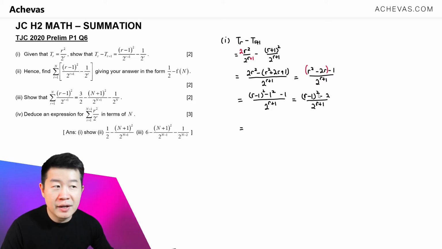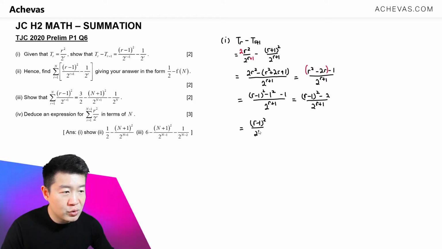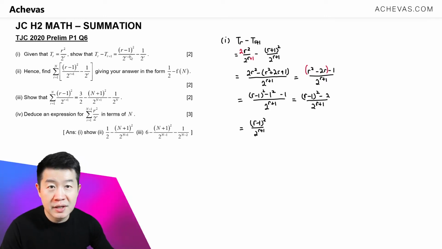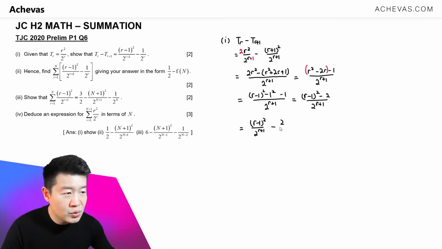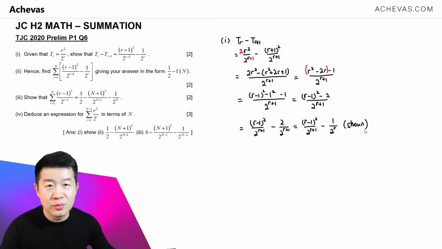And now breaking up my single fraction into two terms again, this divided by this gives us a R minus 1 square divided by 2 to the power of R plus 1, which is this here, and minus away 2 over 2 to the power of R plus 1, which is 2 to the power of R multiplied by 2. So the 2 in the numerator and the denominator, they can be cancelled, which will then leave me with a R minus 1 square divided by 2 to the power of R plus 1 minus 1 over 2 to the power of R. And this is what the question wants us to show.